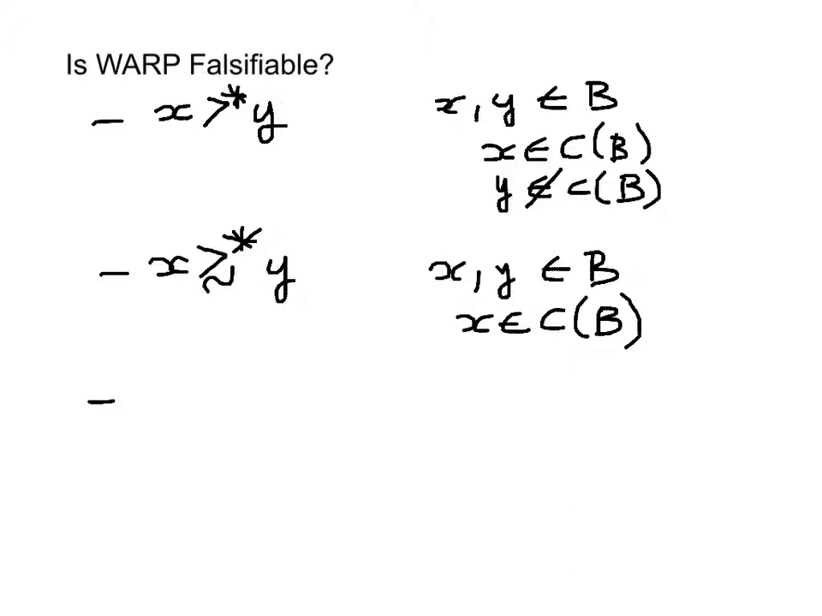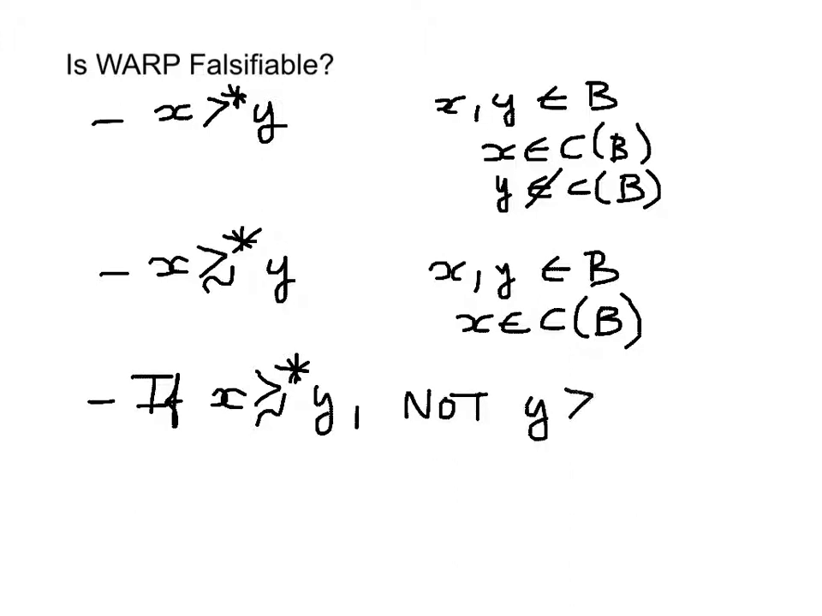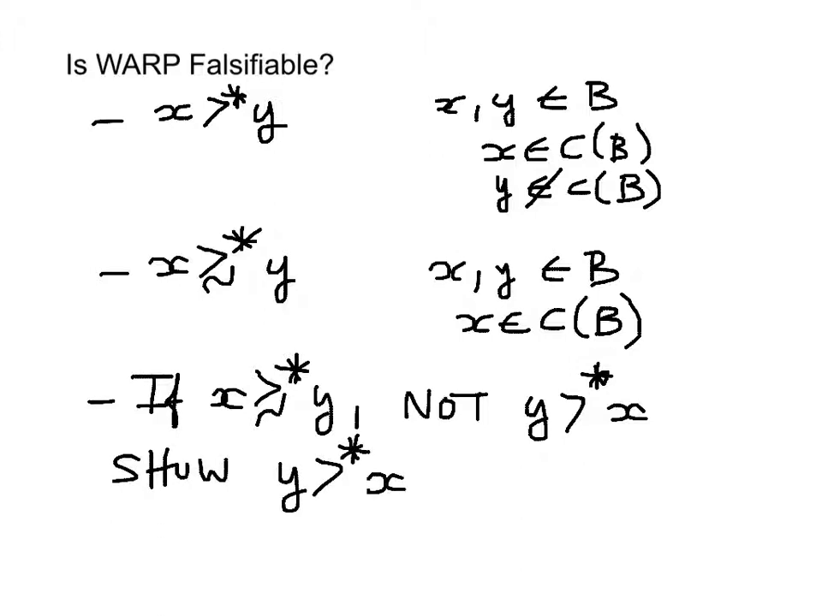Finally, let's consider the weak axiom of revealed preference. So remember what WARP says. It says that if X has been revealed at least as good as Y, it cannot be the case that Y was revealed preferred to X. Oh, I'm sorry, that Y is revealed strictly preferred to X. So in order to falsify this statement, I have to show, right? I have to show that Y is revealed preferred to X.